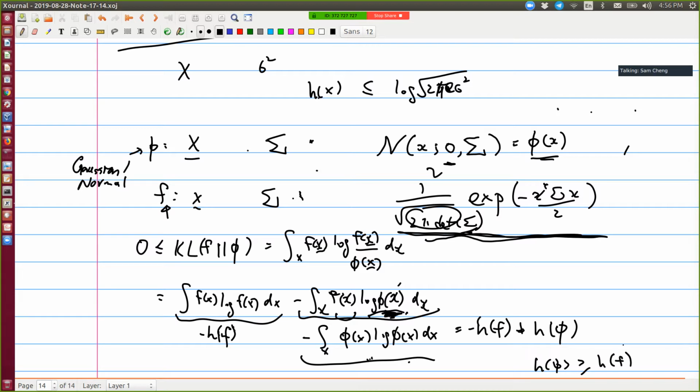This is very nice because this holds for the vector case. Of course the scalar case is just a special case. So for any dimension, Gaussian basically has the highest entropy given the same covariance.